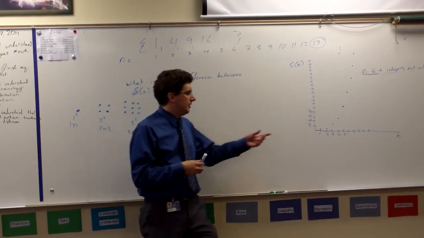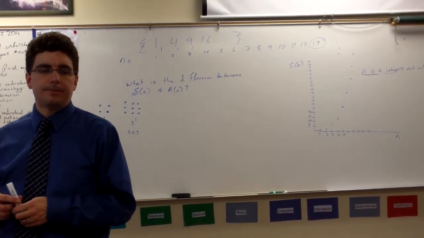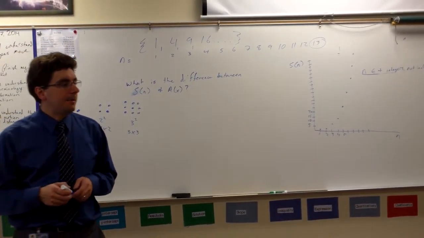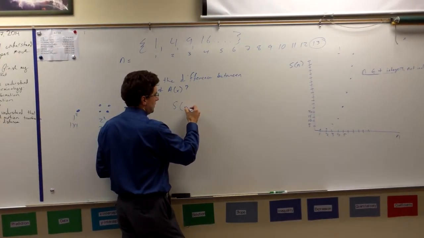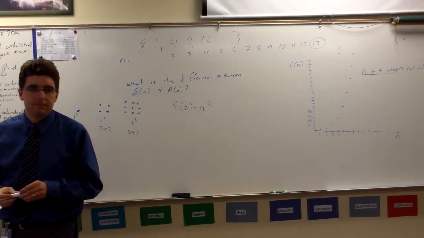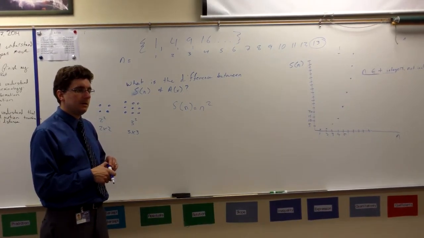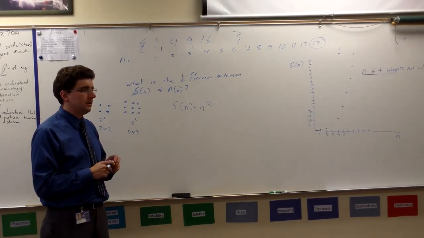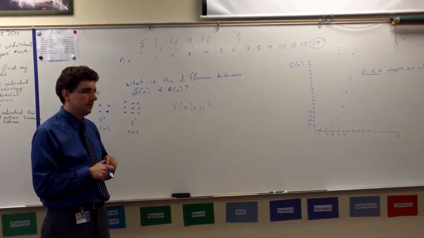So we've got this pattern, and you were asked to develop an equation for A of x. So we saw that S of n equals n squared. Does anyone have any problems with that? I do. Okay, what's the problem? I just don't understand how we got that.